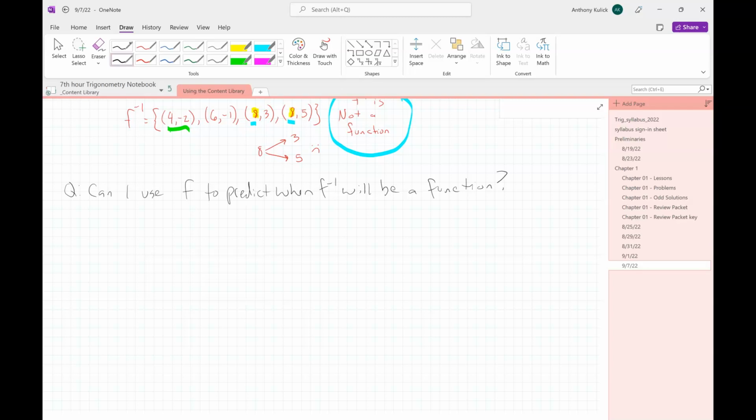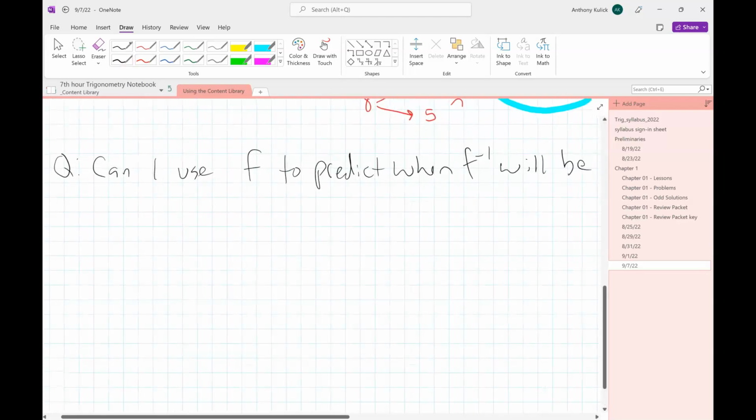To do that, though, I need to define a couple of properties, and that'll give us what we need. Okay. So we're going to have 3 definitions here.